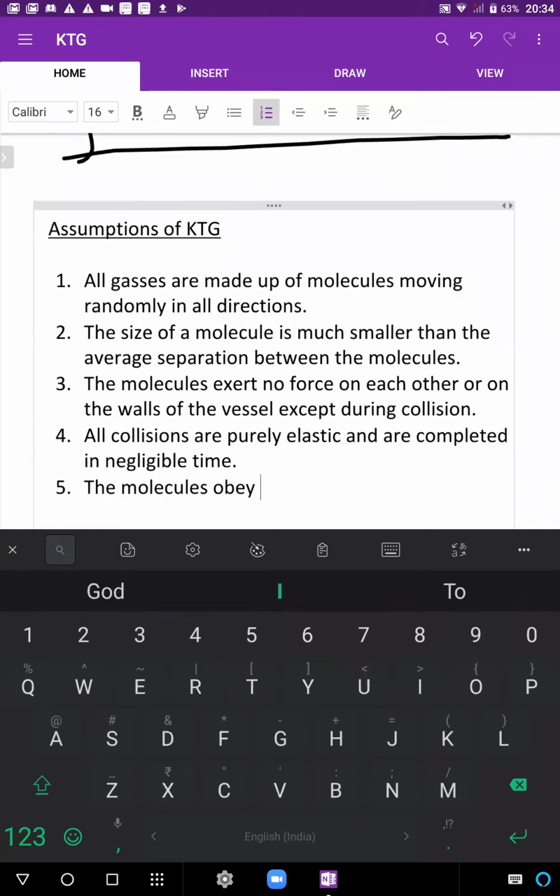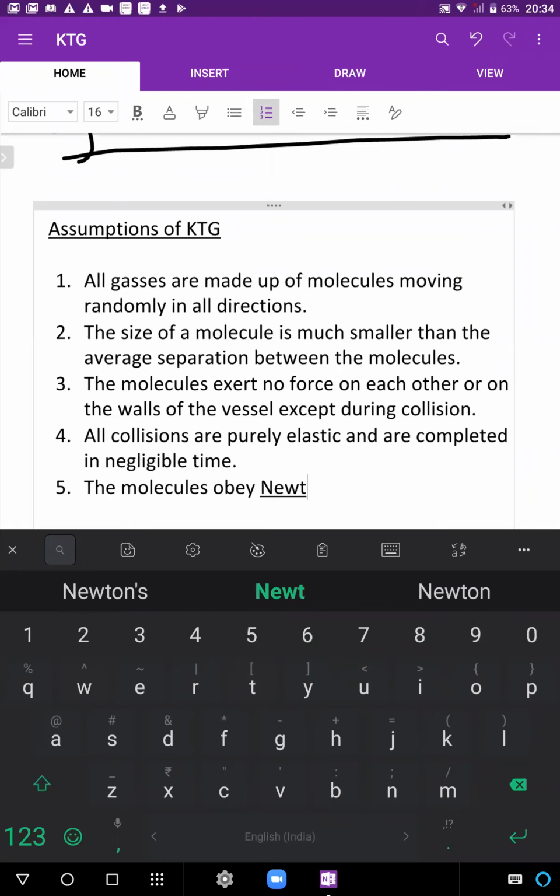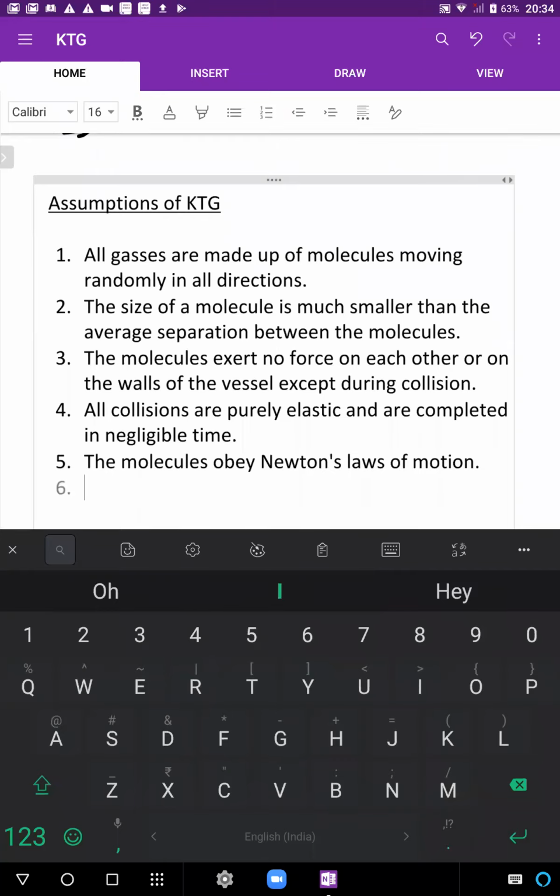Then, molecules obey Newton's laws of motion. Another very fair assumption. No one is moving at the speed of light. So molecules obey Newton's laws of motion.